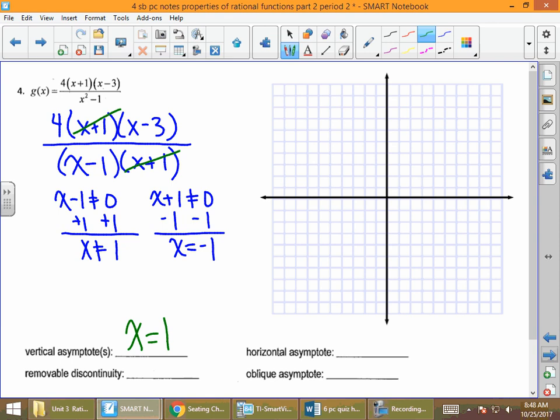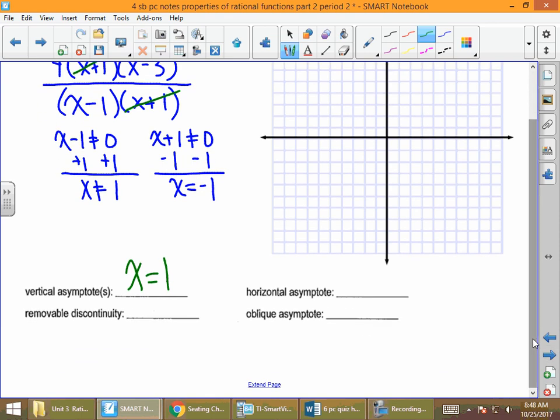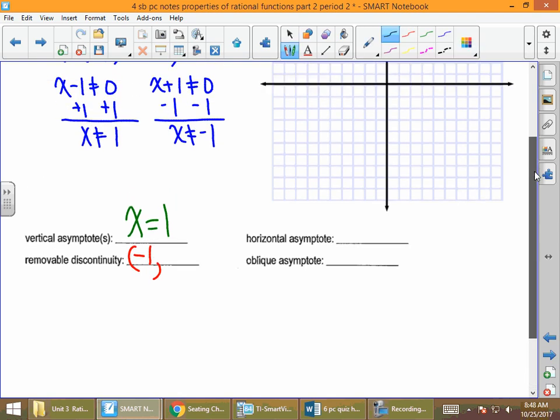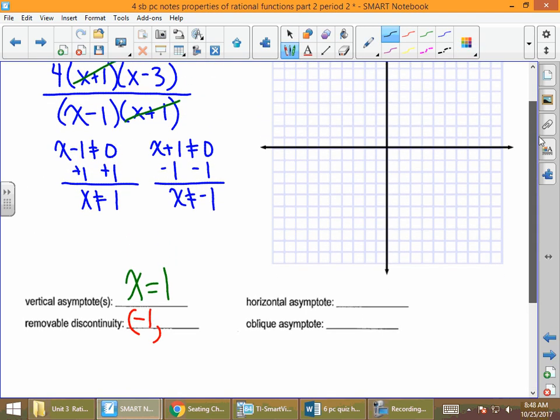And the removable discontinuity is coming from the other value, which I forgot to put the not equals on, but I'll put that on now. But our removable discontinuity is going to have an x value of -1, the value that canceled out. So if we determine what the removable discontinuity is, we're going to put that value of -1 back into the part of the function that's remaining.